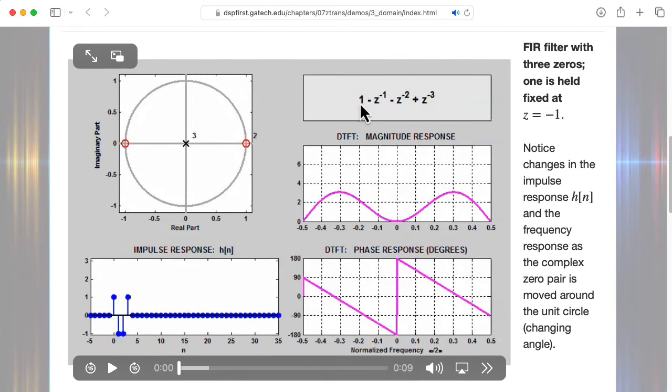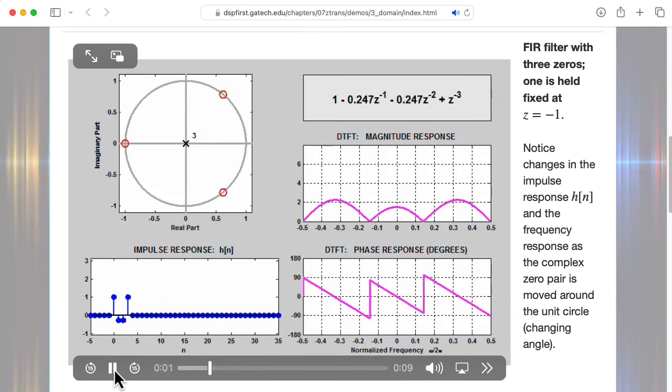So let's see, it's starting out with this coefficient pattern of 1, -1, -1, 1. You can see that in the impulse response here. And it has two zeros here that are going to follow the same path that they did in the last demonstration, except we've added a third zero that's going to stay fixed at z equals -1. So regardless of what else happens, you'll have this null at omega hat equals pi. So they're moving around there.